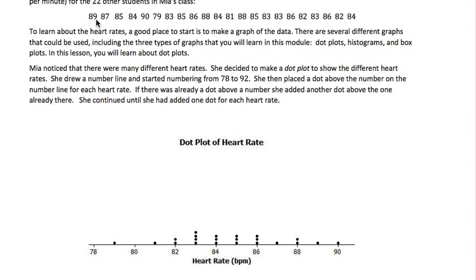She simply went through the data, and when she found 89, she came over to 89, put a dot. 87, put a dot. 85, put a dot. 84, 90, 79, 83, 85, and that's the second time we have an 85, so she added another one, and so on.